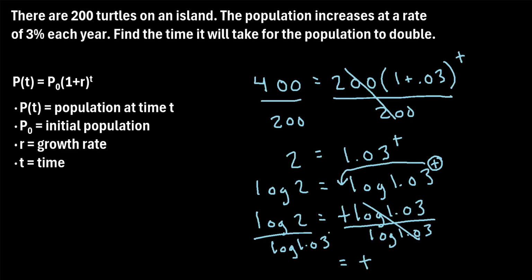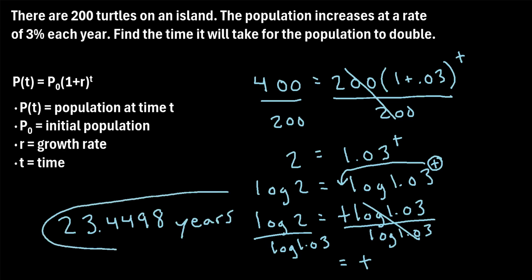If you punch that into a calculator, you'll get about, I'll write it over here, 23.4498. And remember, our units, we're talking about years. So this is how many years it would take for the turtle population to double.